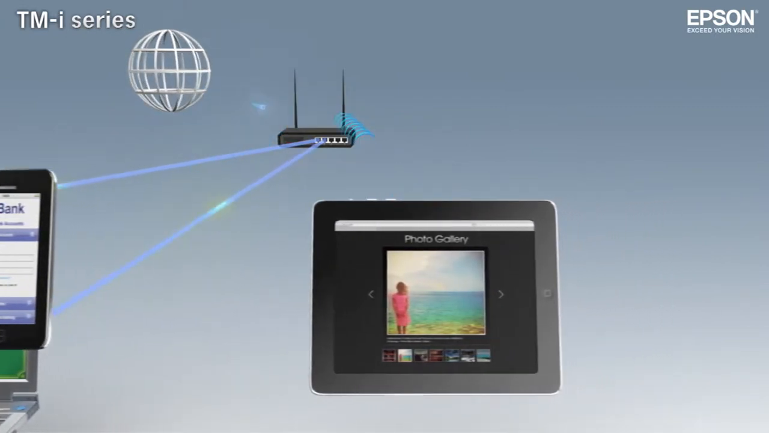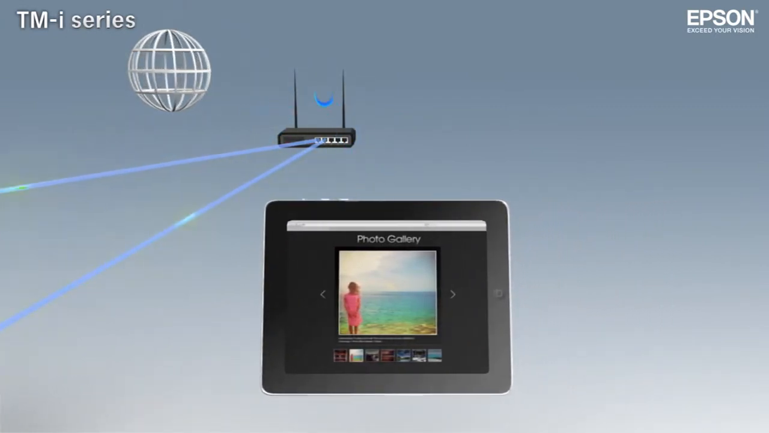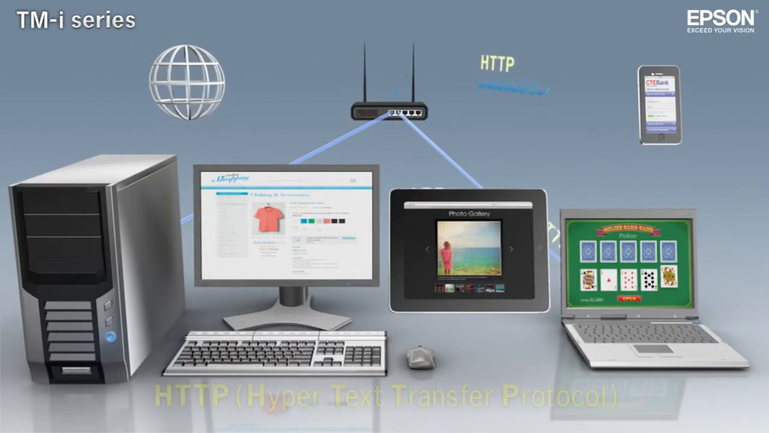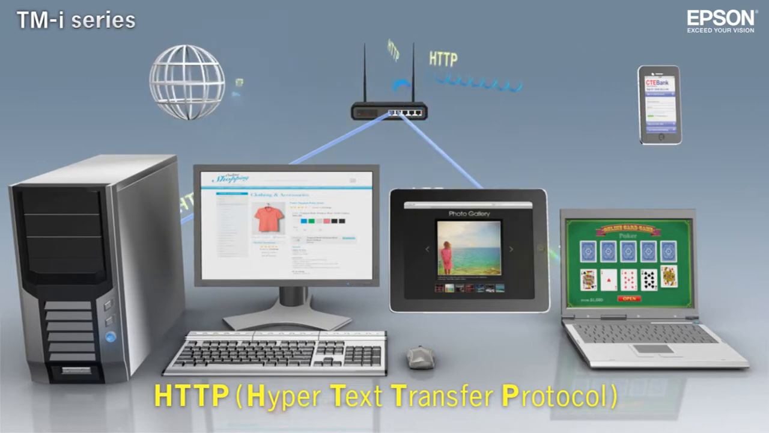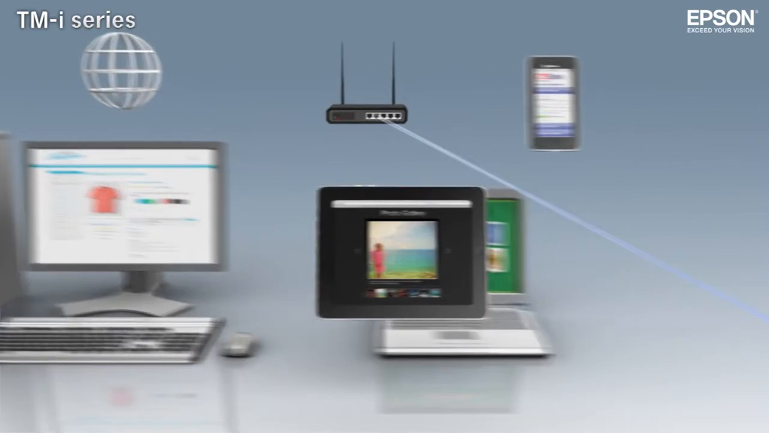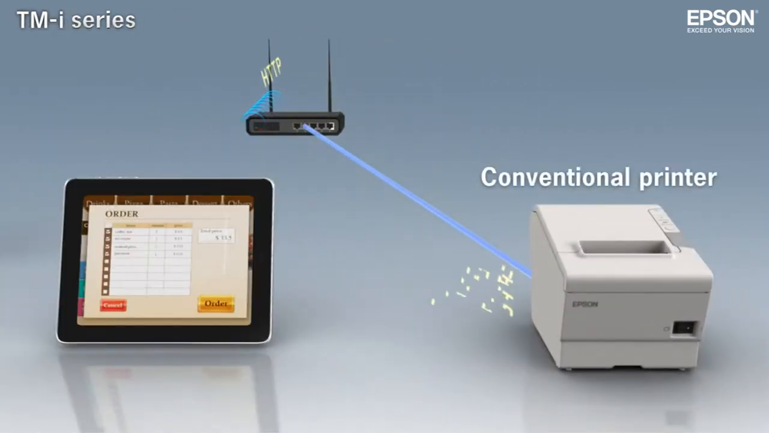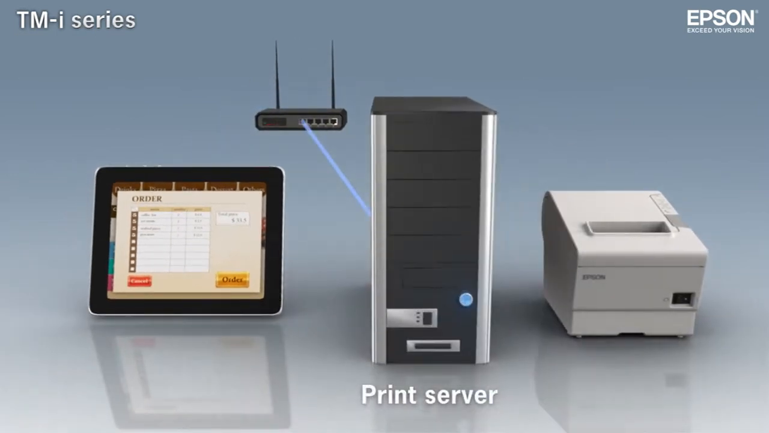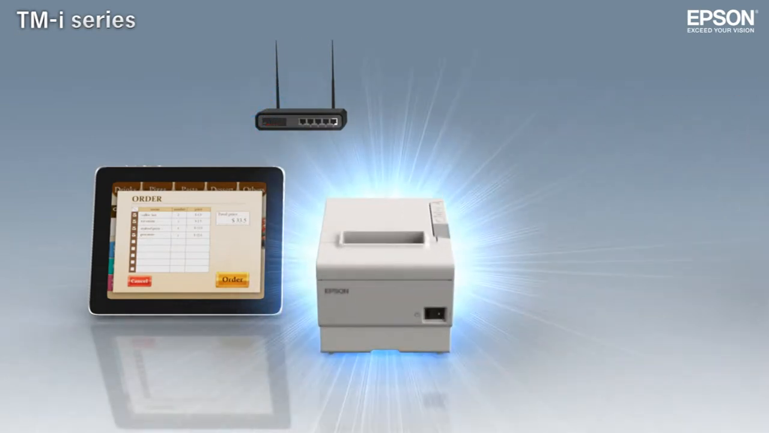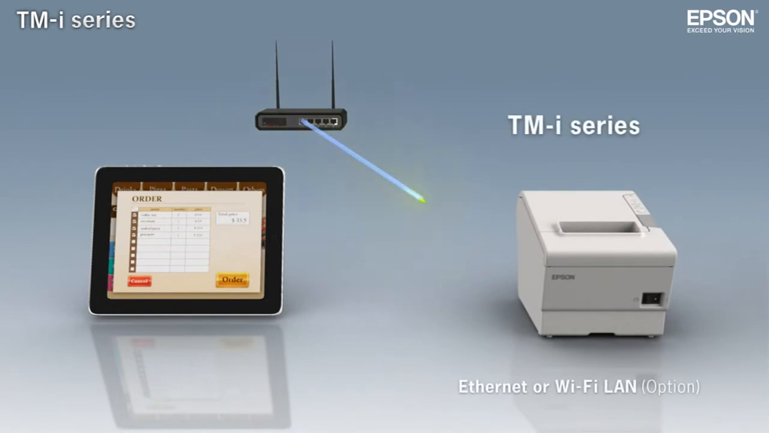Networks are easier to administer because application updates are implemented at the server and delivered automatically to all users. Web applications are controlled via HTTP, the application protocol that underlies data communication on the Internet. But conventional POS printers can't understand HTTP commands, making it necessary to use a print server. Now, Epson TMI series printers come with built-in support for HTTP and web application printing.